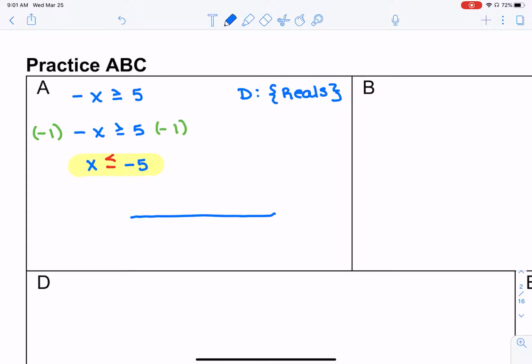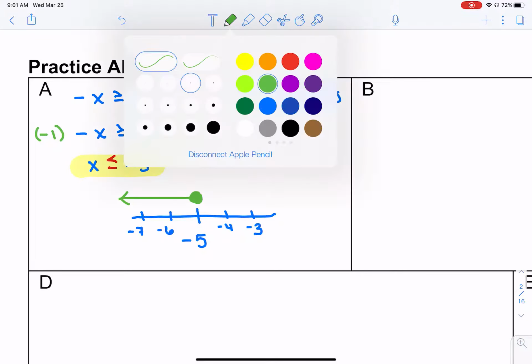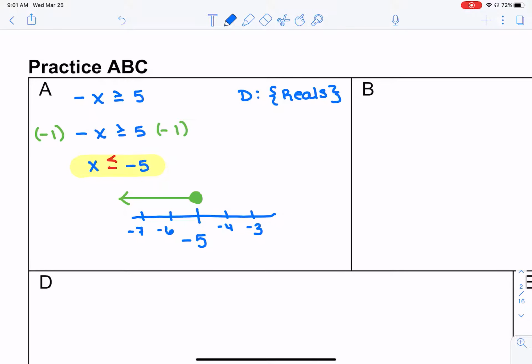So on my graph, I'm going to focus -5 in the middle. And I'll go just a couple each direction. Confirming that it is a less than or equal symbol, so that means it is going to be a solid closed circle. And it will go to the left for less than. And there's my graph for question A.